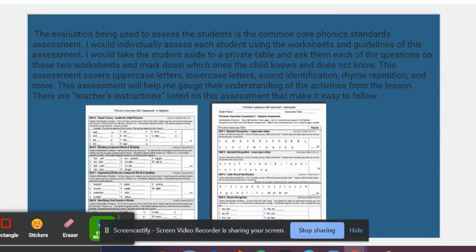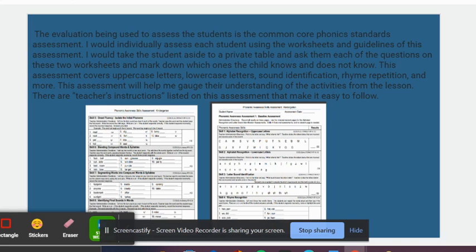So, as for my assessment, the evaluation that I picked to use is the Common Core Phonics Standards Assessment. I would individually assess each student using the worksheets and guidelines of this assessment. I would take the student aside to a private table and ask them each of the questions on these two worksheets and mark down which ones the child knows and does not know.